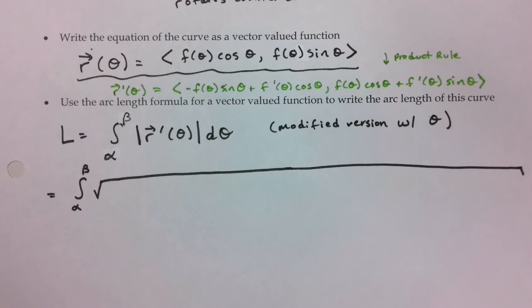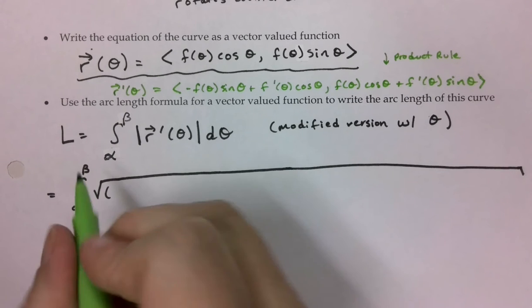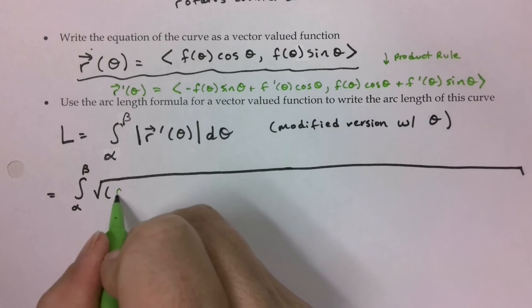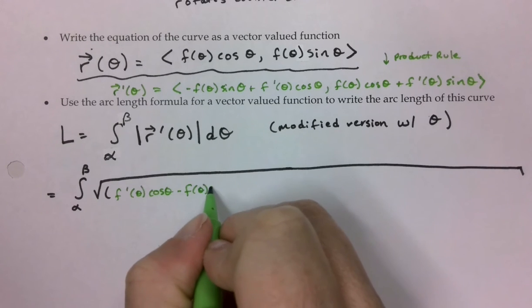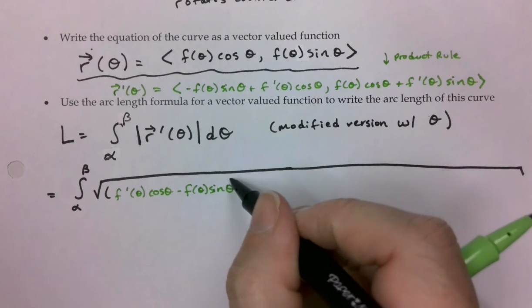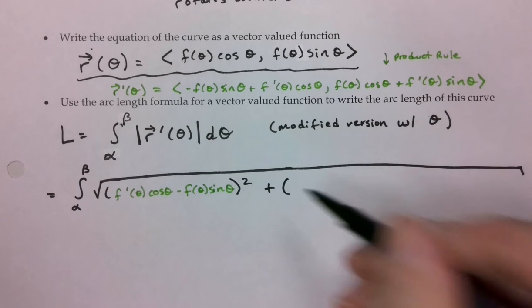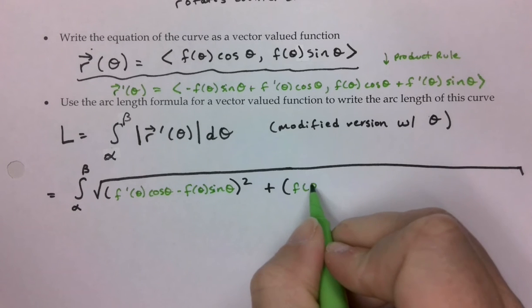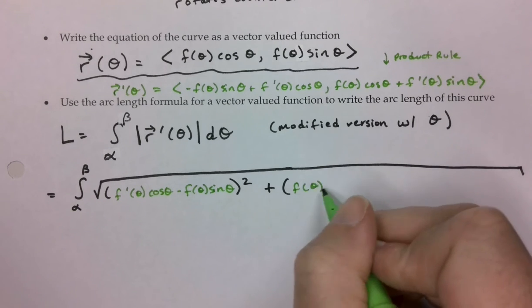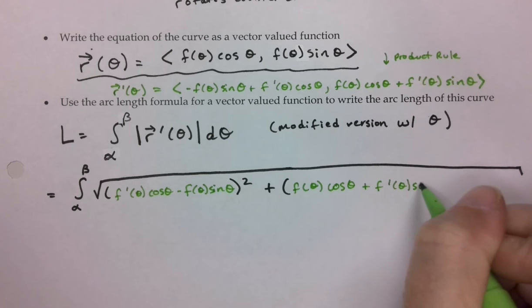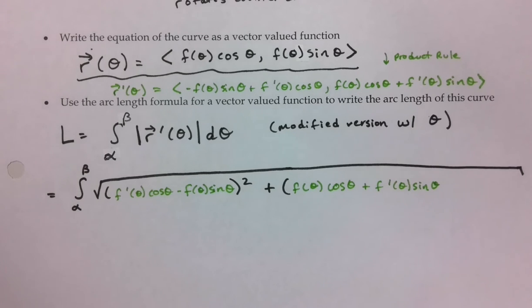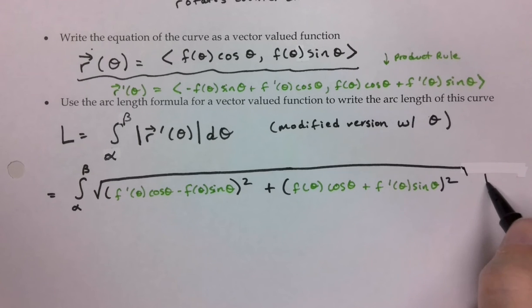So when I get down here, that's what I have to square. So that would be, I'm going to reverse this order just to make my life a little bit easier. It's f prime of theta cosine theta minus f of theta sine theta, all of that squared, plus f of theta cosine theta plus f prime of theta sine theta, all of that squared. I take it back. My square root's a little too long. d theta.